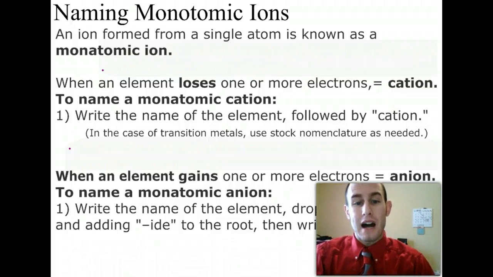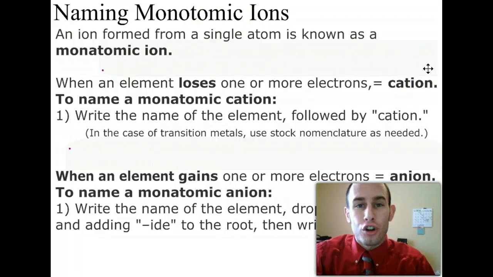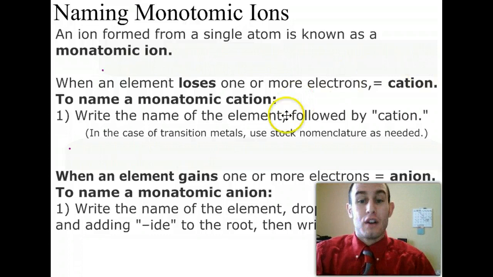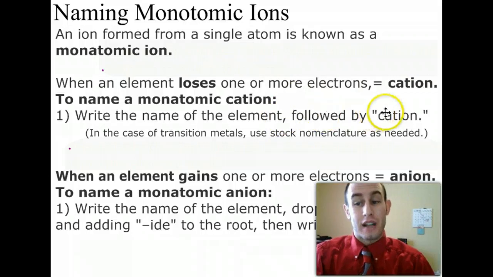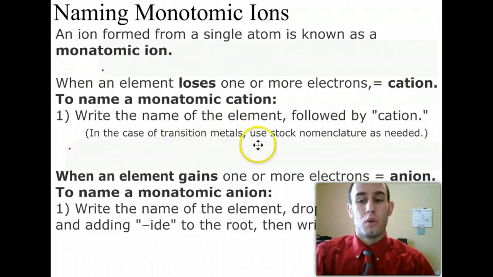You need to know what a monatomic ion is. You need to refresh your cations. Remember, cats purr, they're positive. Write the name of the element followed by cation for a cation naming. In the case of transition metals, we're going to look at the stock nomenclature, and we're going to take a look at that here in a second.